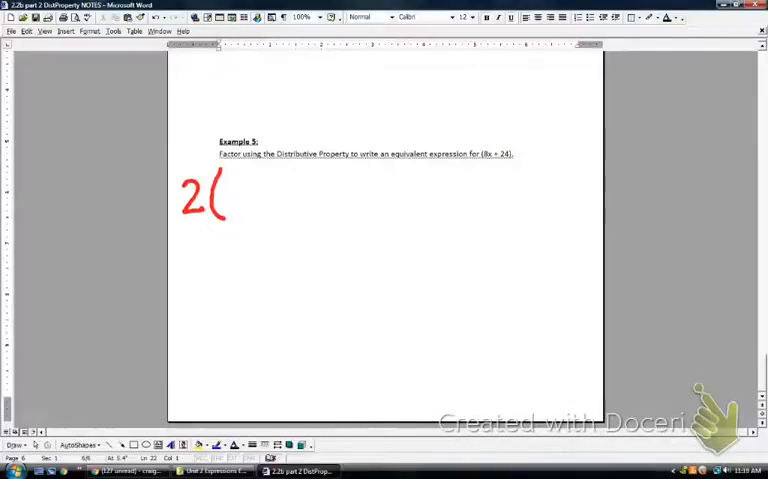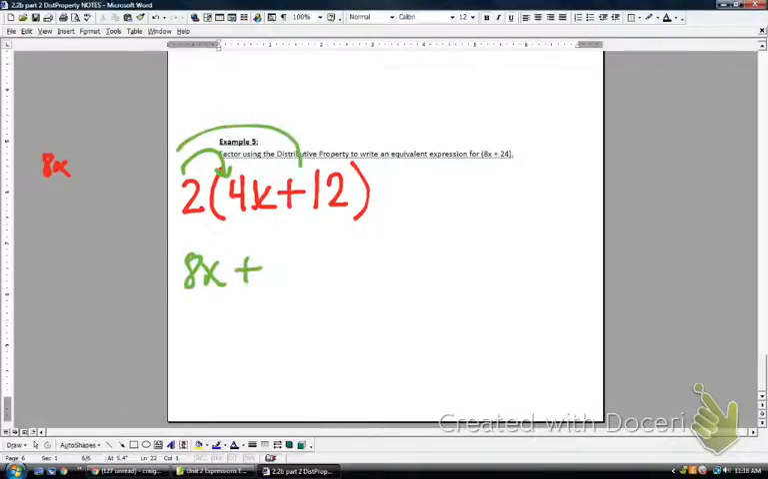So I could have 2 bags or 2 friends. If I have 2 friends and I have 8 x's, then each friend is going to get 4 x's. And I have 24 positives. Each friend would get 12. And then the way that you check that is you just do the distributive property like normal. 2 times 4 is 8x. 2 times 12 is 24. So that checks. Okay, so that is one way to factor that.